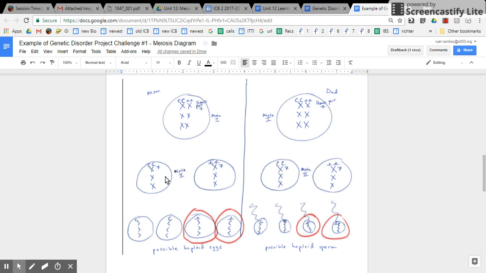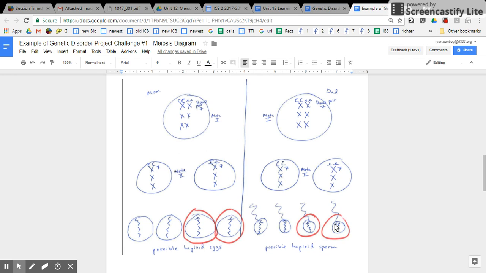And I can imagine what this set of cells will look like in metaphase 2. Notice I'm keeping my annotations. I do the same thing for the other parent. And then I look at the gametes that result. Looks like the mother, out of 4 possible gametes, 2 of them are going to have dominant alleles, 2 are going to have recessive alleles. Same situation for the father.